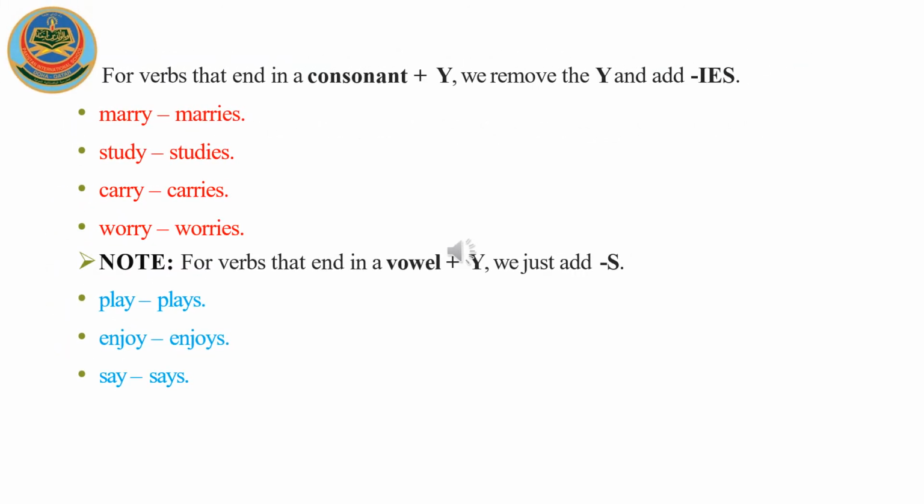My dear students, for verbs that end in a consonant plus y, we remove the y and add ies. Marry changes into marries, study changes into studies, carry changes into carries, worry changes into worries. Please note, for verbs that end in a vowel plus y, we just add s. Play changes into plays, enjoy changes into enjoys, say changes into says.